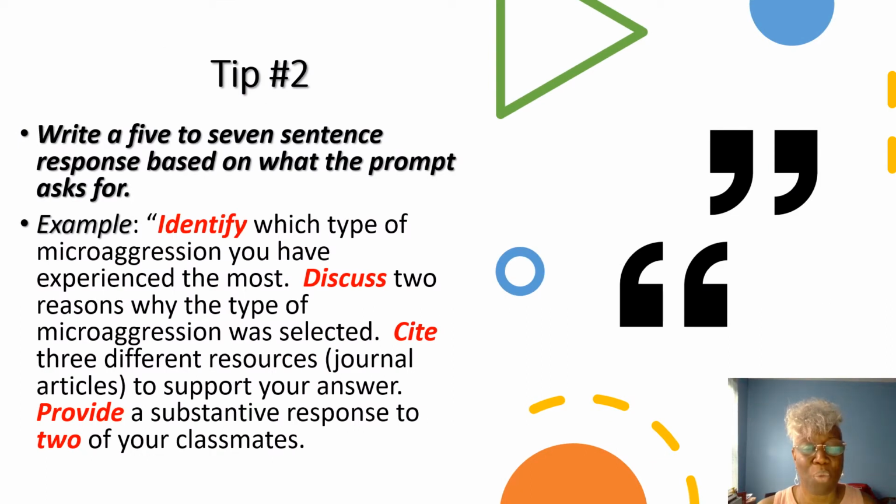Tip 2, write a 5 to 7 sentence response to the prompt. Take a look at the words that are bolded in red and italicized. Identify, discuss, cite. Take a look at those action words, because those are the things you're actually going to do when you write your response. And then take a look at what corresponds with it afterwards. For example, the first one is identify which type of microaggression you may have experienced the most. So whether it's a micro-assault, micro-insult, or micro-invalidation, it is asking you to identify one of those 3.